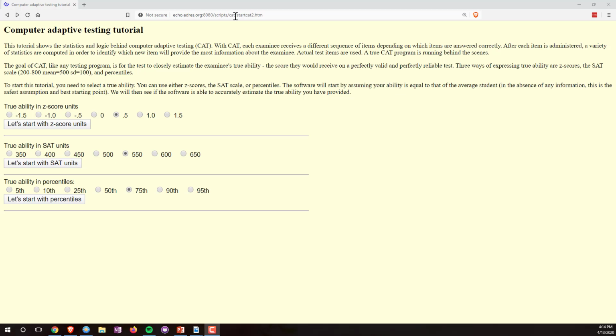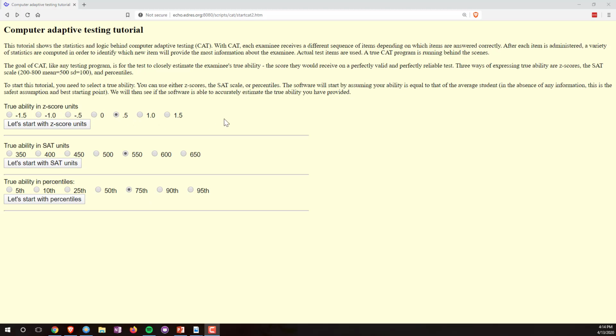So to start, it gives you three different choices of metric for ability. And we're going to use the z-score unit because it looks a lot like theta that we've been talking about all semester. And so I think it's the most intuitive that way. But it also will transform that into SAT type units or percentiles or what have you. And we're going to choose our true ability.